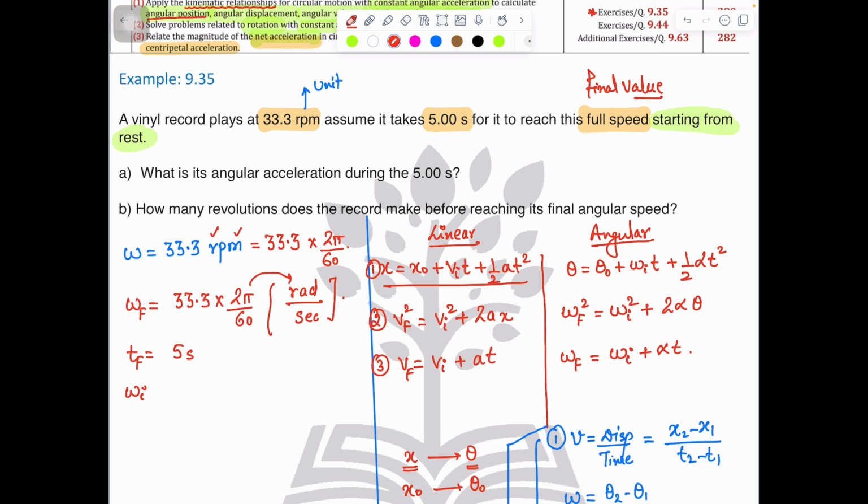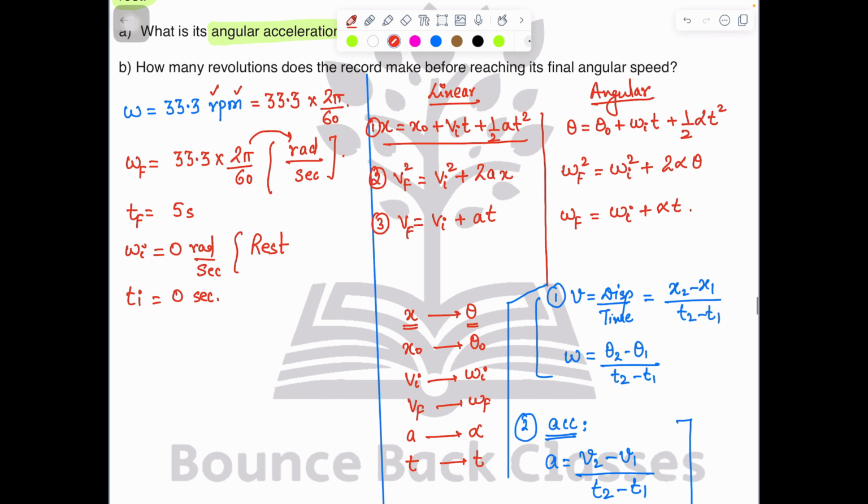Omega initial is 0. Why? 0 radian per second. Why? It starts from rest, and time initial is also equal to 0 seconds. Clear? Okay. What is the angular acceleration during the 5 seconds? What are we looking for? Angular acceleration. It's very, very easy.